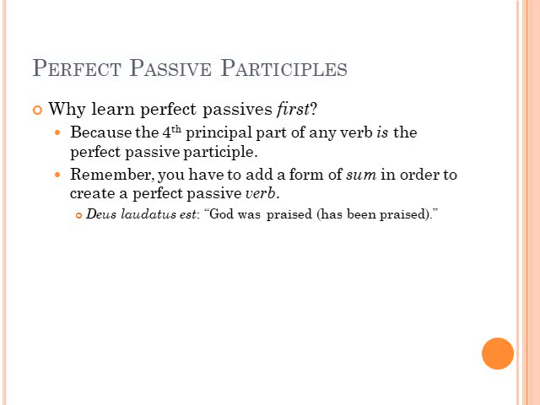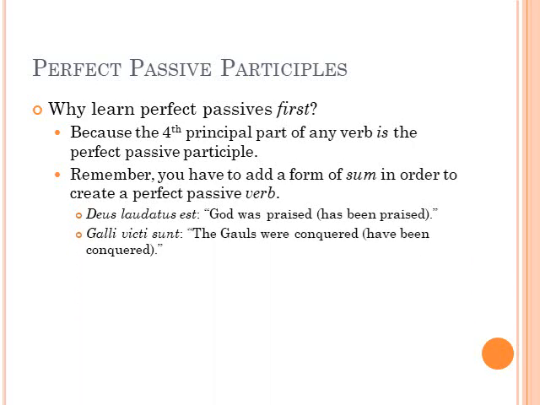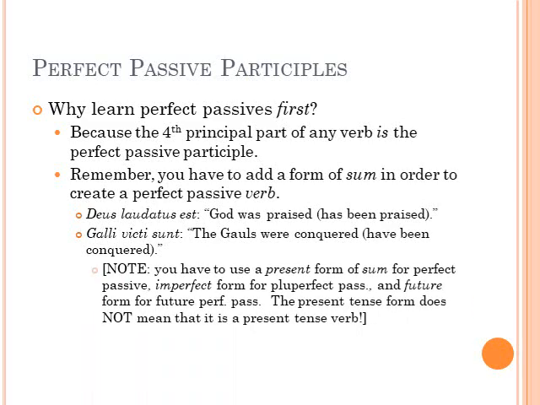So here's what we had before back in lesson 21. Deus laudatus est. God was praised. God has been praised. Perfect passive verb. So I had to add that form of the verb sum, and I'm adding it in the present tense, but it doesn't mean it's a present tense verb. It is a perfect passive verb. Here's another example. Galli victi sunt. The Gauls were conquered, or the Gauls have been conquered. It depends on how you want to translate the perfect tense of the verb. But I'm adding that form of the verb sum in order to create a verb, and we're going to be taking that away now.